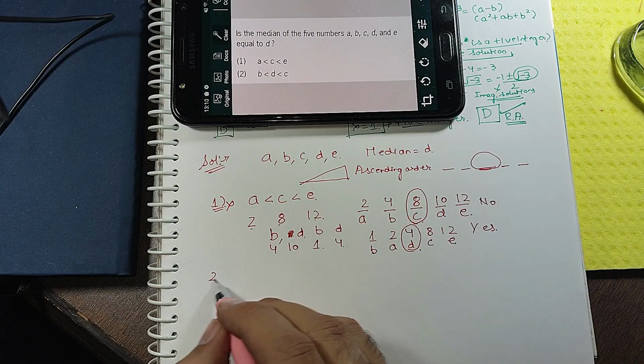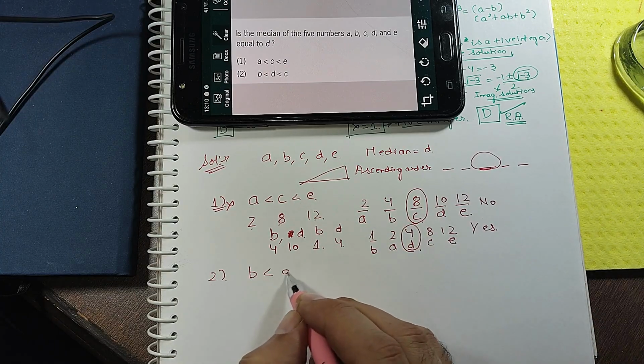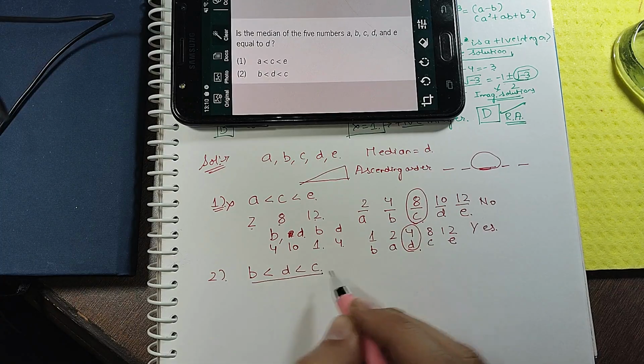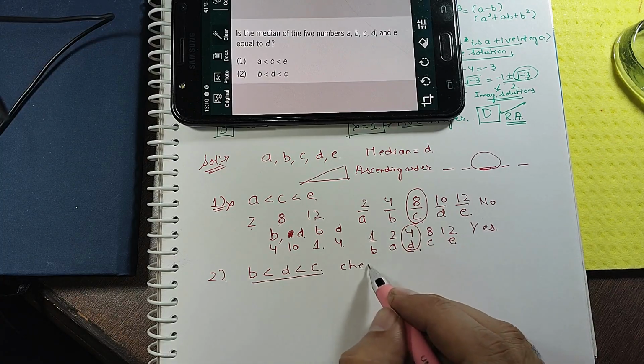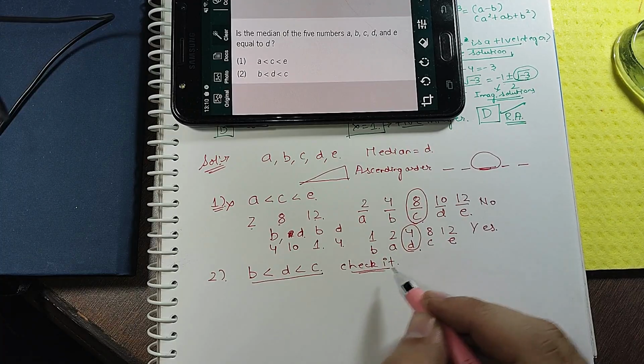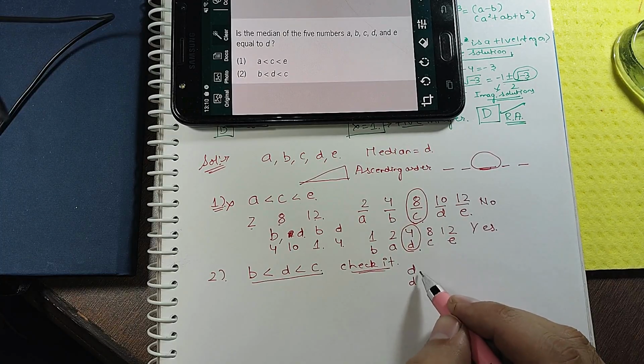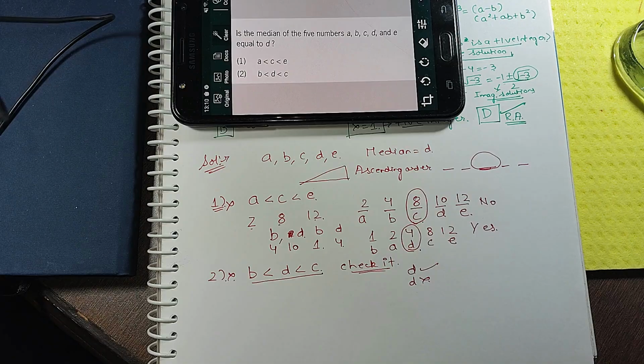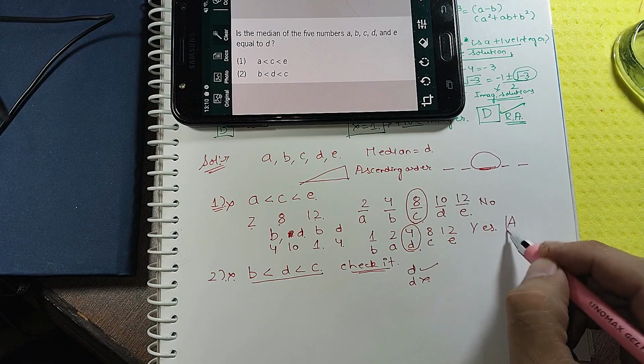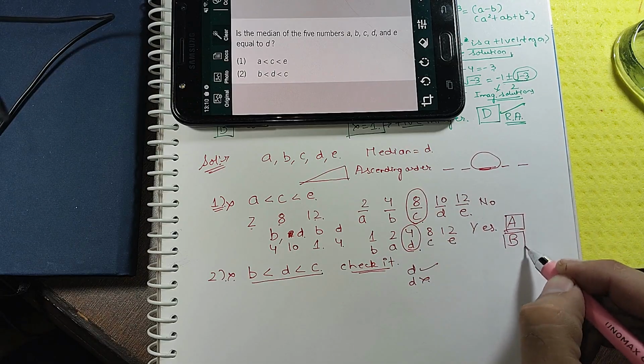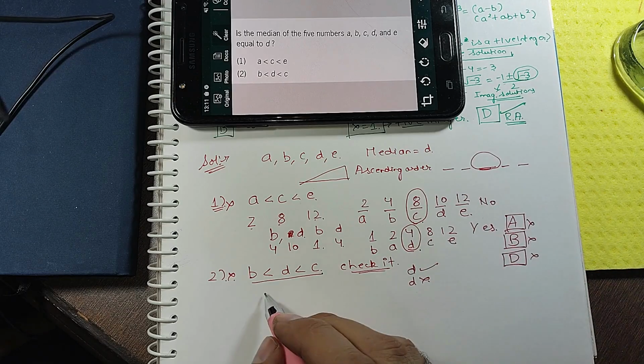Now moving to statement 2. Statement 2 says that B is less than D is less than C. Again, the same condition will arise. You can check it also. So this will also give us a condition where D can be the median or D cannot be. So statement 2 is also not sufficient. Now with this, option A, option B and option D I will cancel. Now we will look at option C.